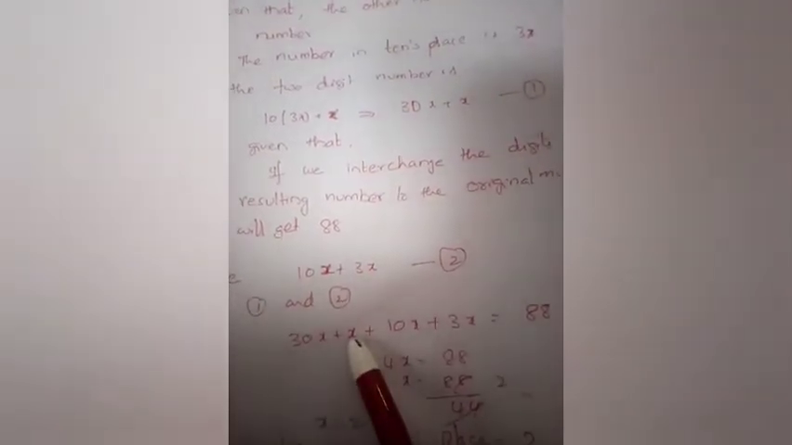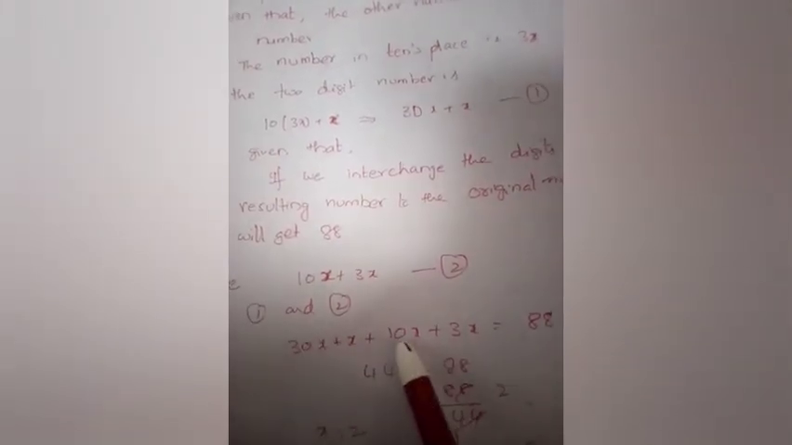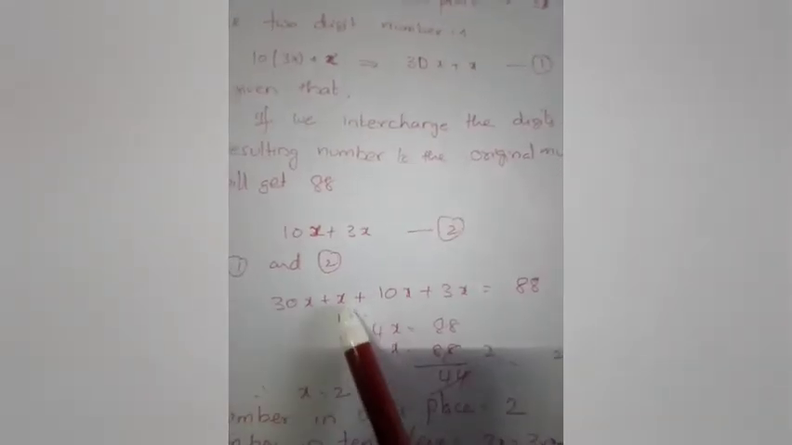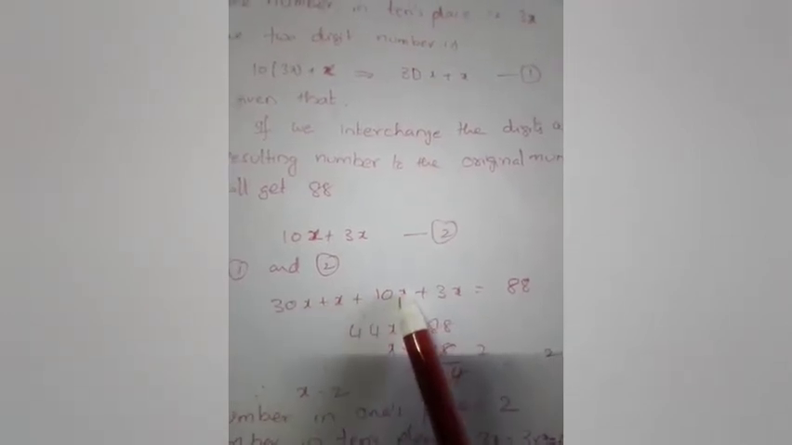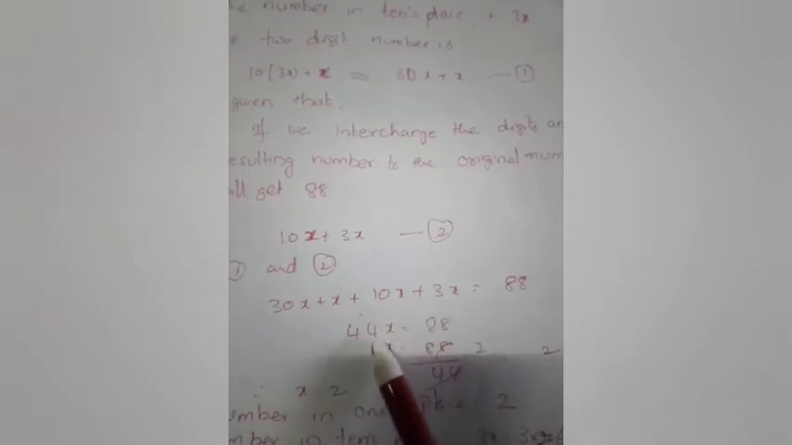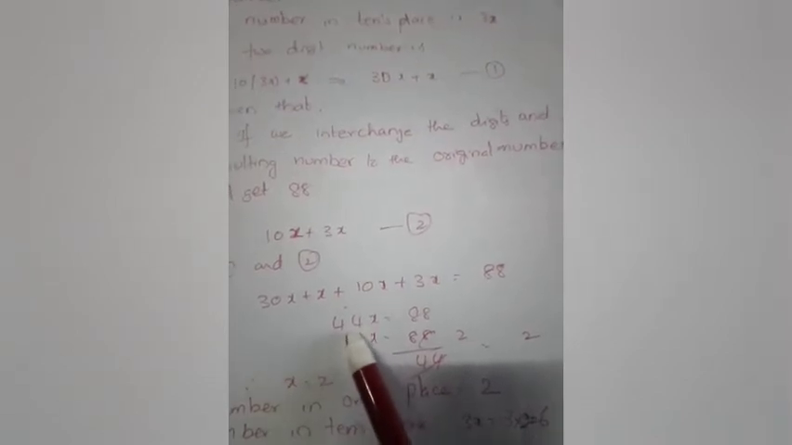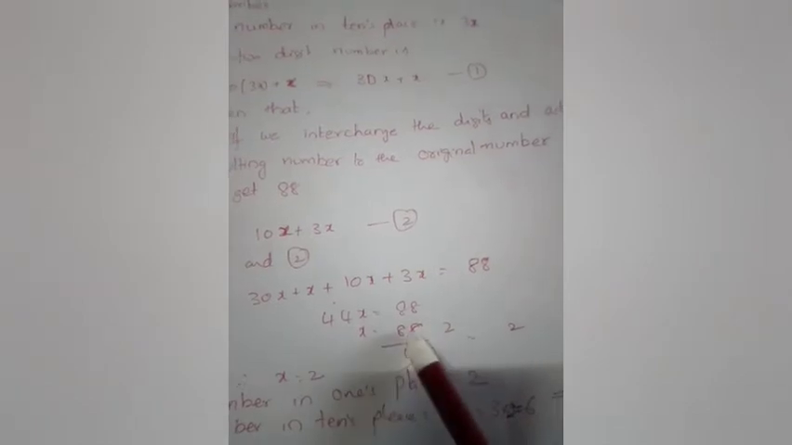30x plus x, that is 31x. 31x plus 10x is 41x, plus 3x is 44x. So 44x is equal to 88. Then x is equal to, this 44 is multiplying here, so when it comes this side it divides. So 88 by 44, 44 2s are 88.